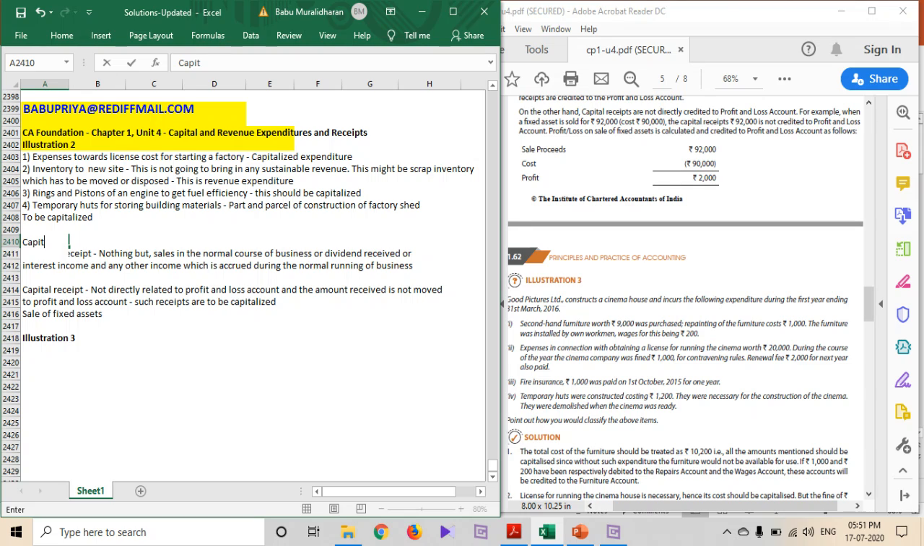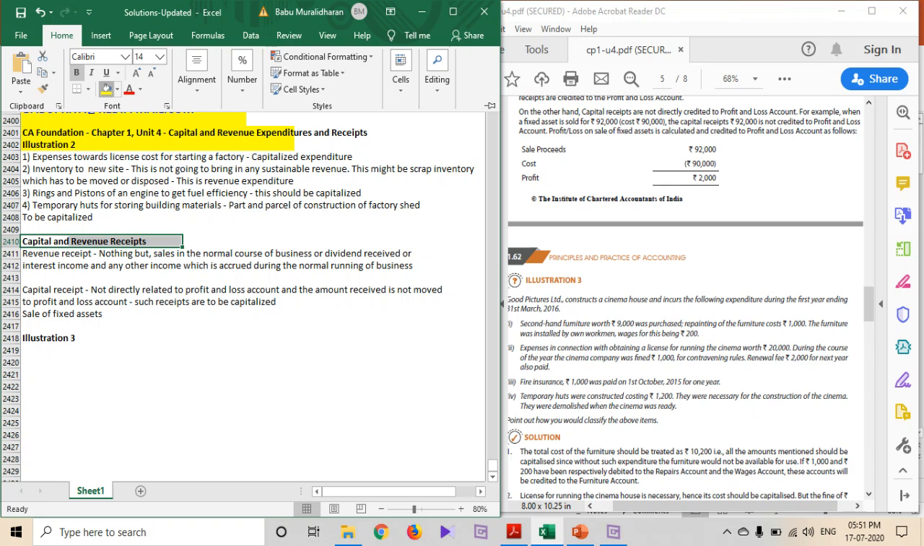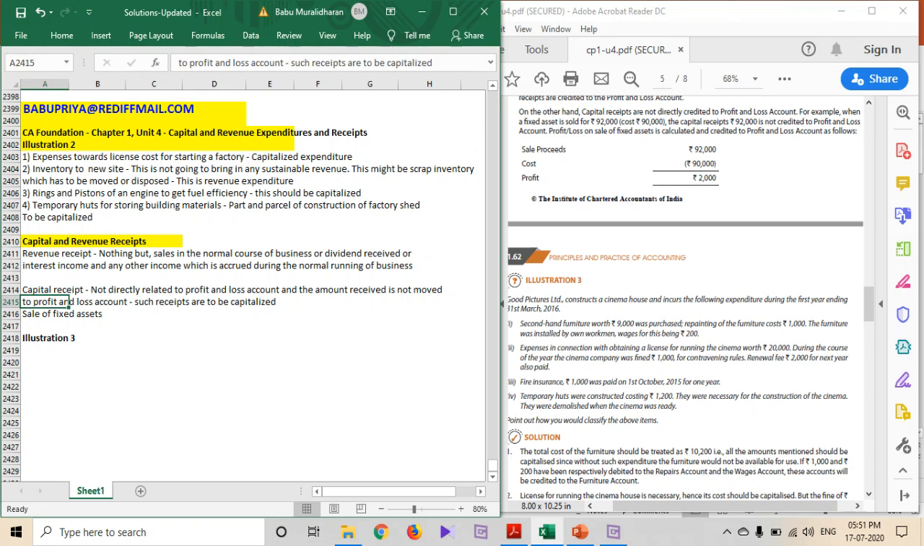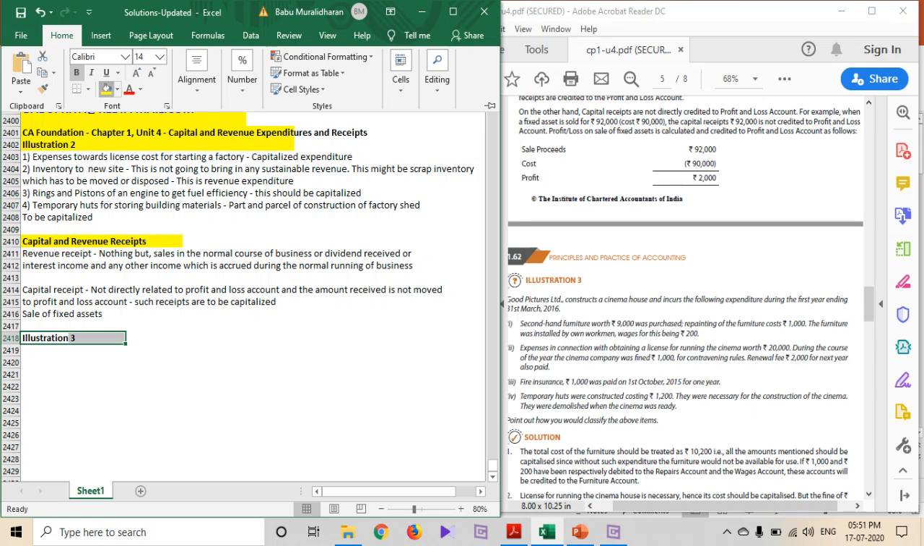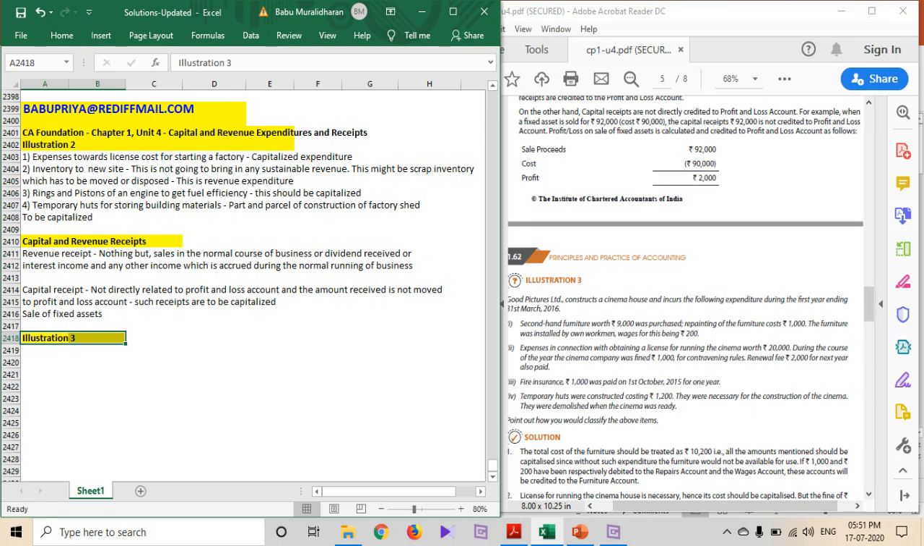Capital and revenue receipts. So far we have seen capital and revenue expenditures. Now we are into capital and revenue receipts, and I'm into illustration 3. Let's get into details now.